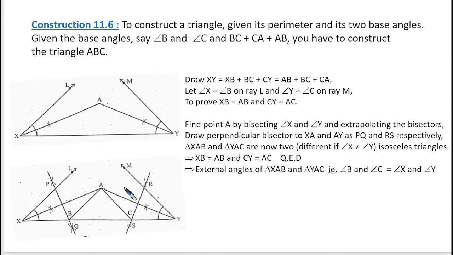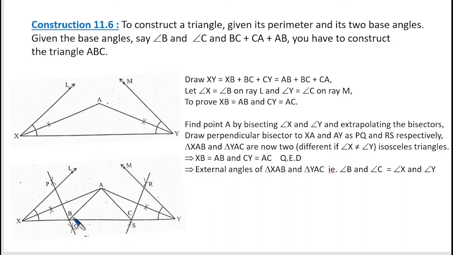Then draw perpendicular bisectors to XA and AY as PQ and RS is different. Then triangles XAB and YAB are now two different isosceles triangles. But suppose this angle X and angle Y are different. If they are the same, they will be similar, but since they are different, we consider the general case.